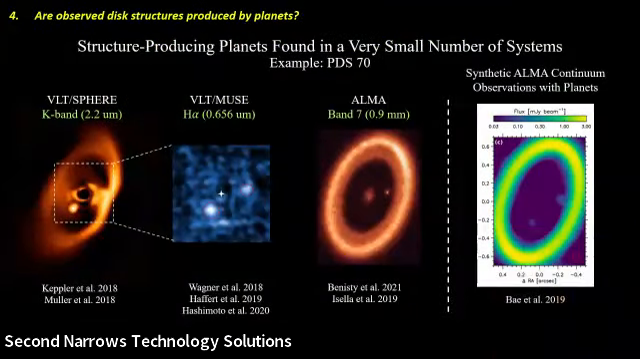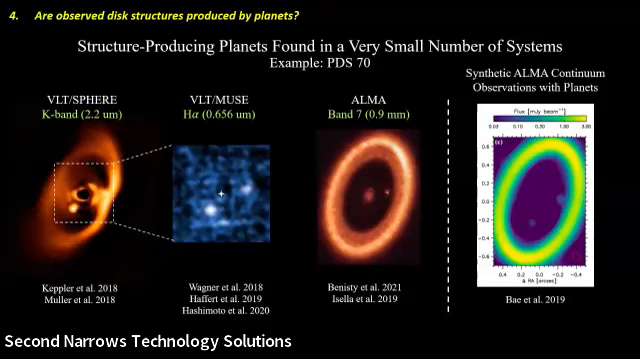And finally, are our observed structures really produced by planets? Well, at least in some of them, they are. The best example is a system called PDS-70. Here, on the left, we're looking at 3 observations of the PDS-70 disk. The first is a near-infrared observation. We see a ring-like disk, a cavity, and a point source marking the location of the planet PDS-70b.